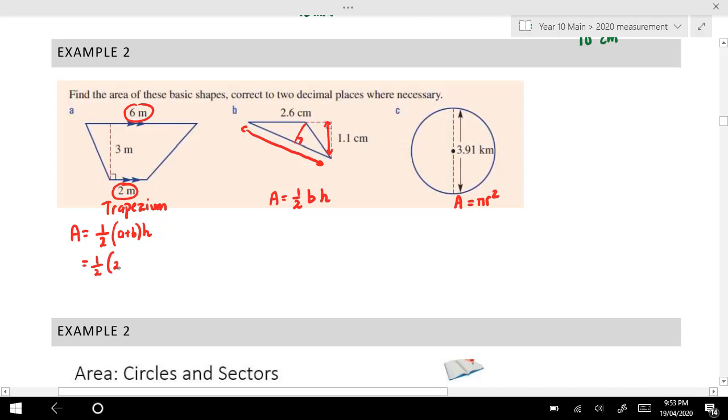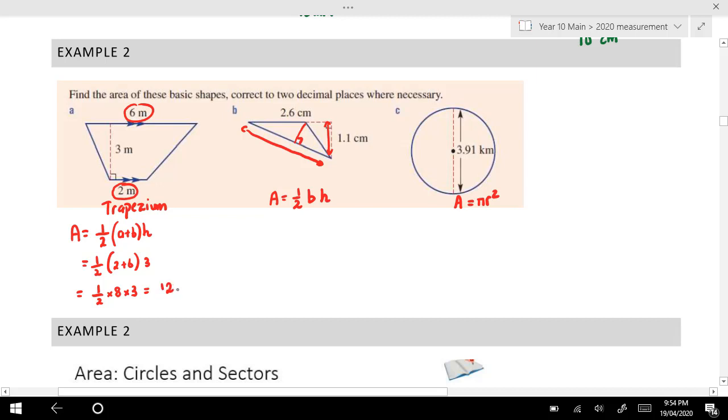That's 2 plus 6 times 3. Let's work out what's inside the brackets first. It's a half times 8 times 3. 8 times 3 is 24. A half of that is 12.